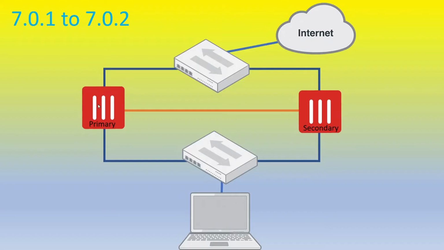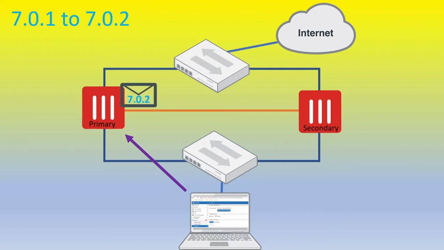Now, real quickly here, let's take an example if we were trying to upgrade an HA cluster. Let's use the example of we want to upgrade the HA cluster from 7.0.1 to 7.0.2. As always, when we're accessing the unit initially, we're going to be accessing the primary unit via the GUI. So we would just upload the firmware to the primary unit. But when we actually click upgrade, what's happening in the background is that the 7.0.2 image is actually going to be pushed to the secondary unit first.